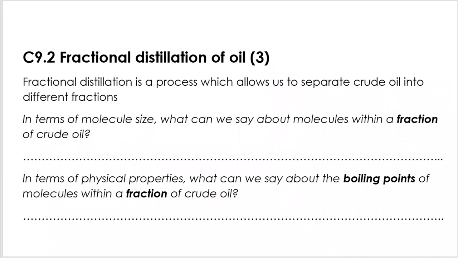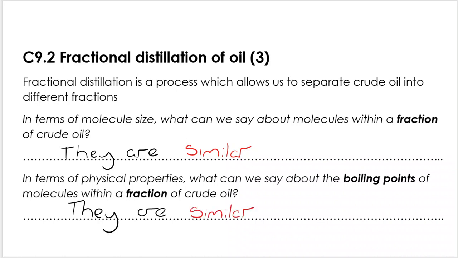So, fractional distillation is a process which allows us to separate crude oil into different fractions. In terms of molecule size, what would we say about molecules within a fraction of crude oil? Well, they're not the same. It's actually a range of hydrocarbons of similar length, of similar size. So that's a really important distinction to make. Within a fraction, we have similar molecules from the crude oil. And in terms of their boiling points, that also means, because boiling point is partly determined by chain length, the boiling points within a fraction are similar.